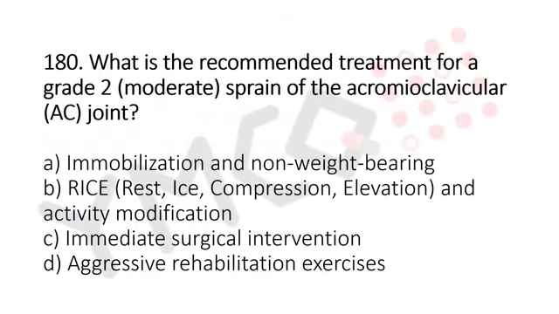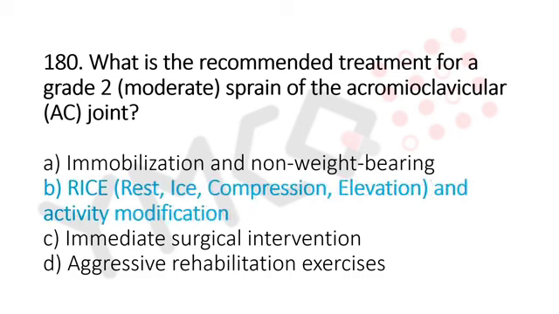What is the recommended treatment for grade 2 moderate sprain of the acromioclavicular AC joint? That's acromioclavicular joint. Option A, immobilization and non-weight bearing. Option B, RICE protocol and activity modification. Option C, immediate surgical intervention. Option D, aggressive rehabilitation exercises. And the answer is option B, RICE and activity modification.